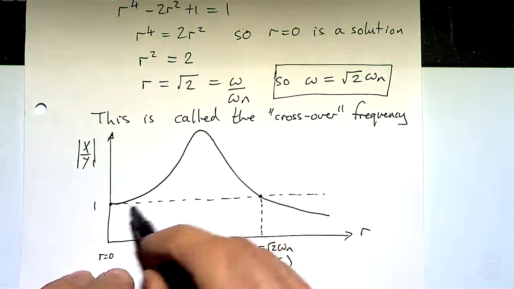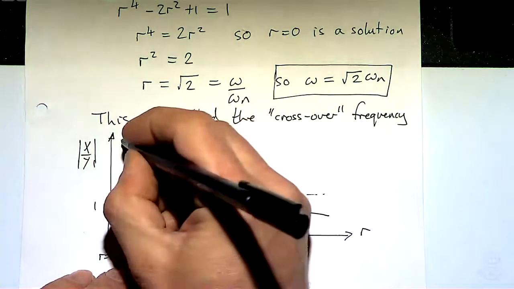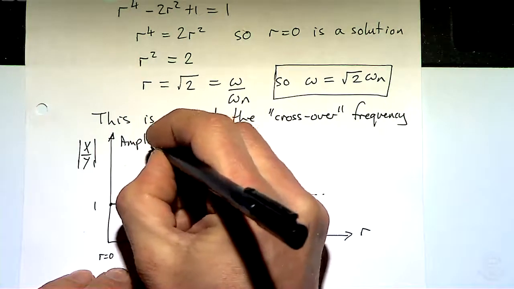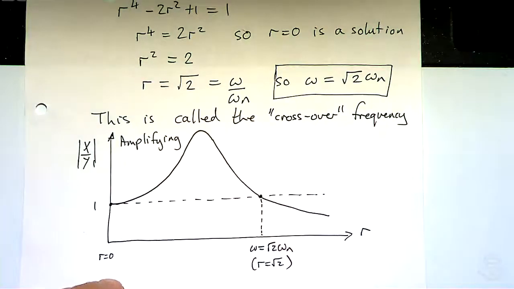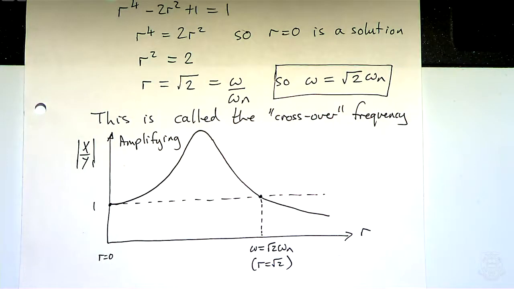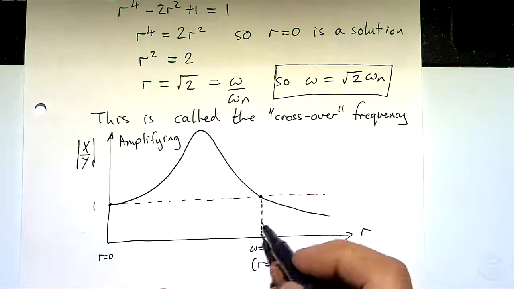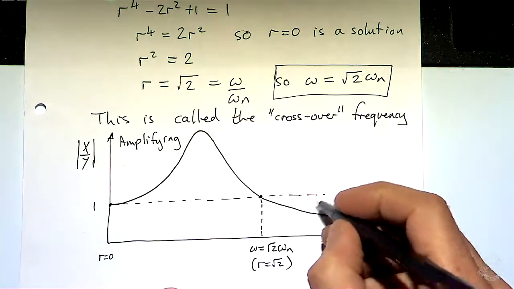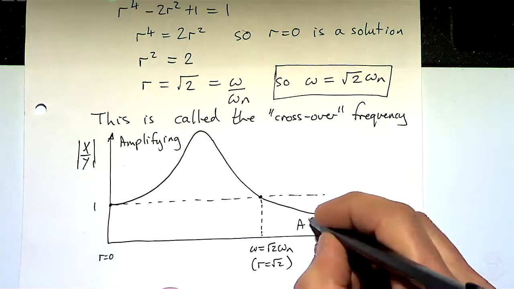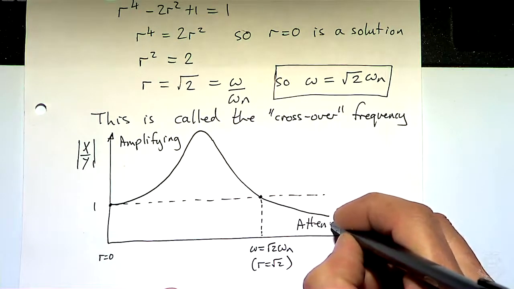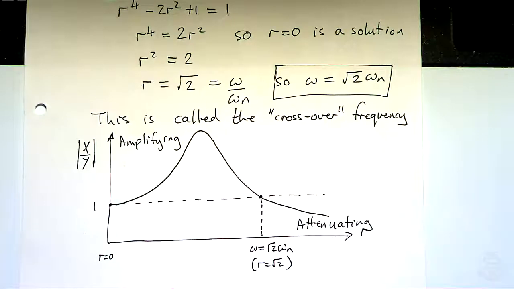So to the left of the crossover frequency, what's happening is we're amplifying. We put a signal y in to the base, and what comes out, x, is bigger. That's usually what we don't want. Normally we want to reduce vibrations. So if we can operate on the other side of the crossover frequency, here we're attenuating. Attenuating means reducing, amplifying means increasing.